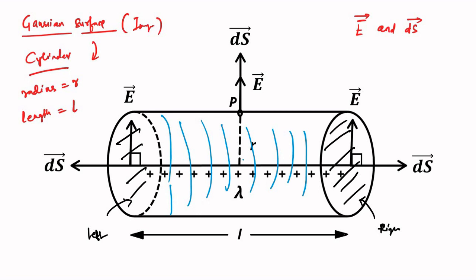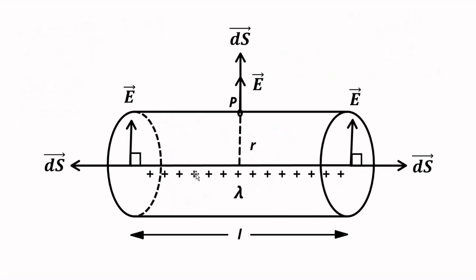So the total flux will be because of the two end caps and the electric flux due to the cylindrical portion. That will be the total electric flux. Okay, so pay attention again, this is a clean one. So here if we focus on the end caps, I'm trying to visualize a three-dimensional situation in a two-dimensional picture.